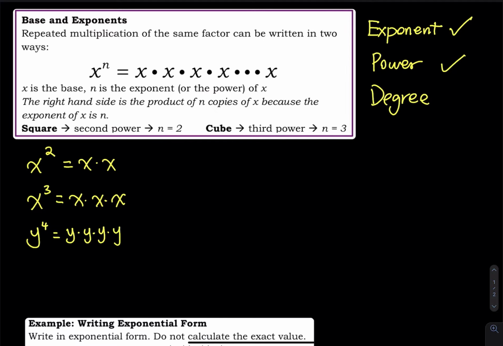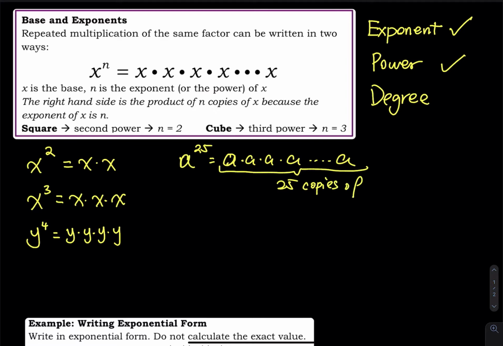But if you have, let's say, a raised to the 25th power, then you have to write a times a times a times a, 25 times. Which one do you prefer to write, a raised to the 25th or 25 copies of a? So this one we have a multiplication of 25 copies of a. Just a number multiplied by itself 25 times. So using exponent, we can write the expression in a more compact form.